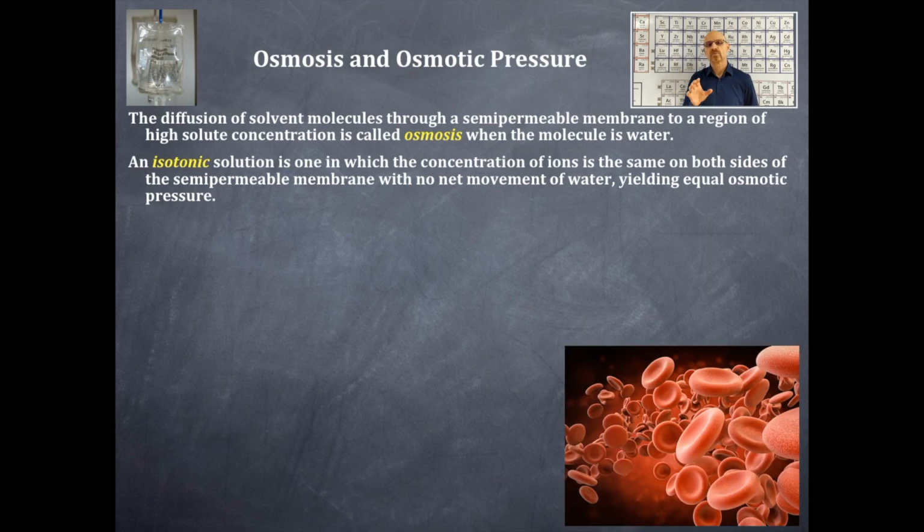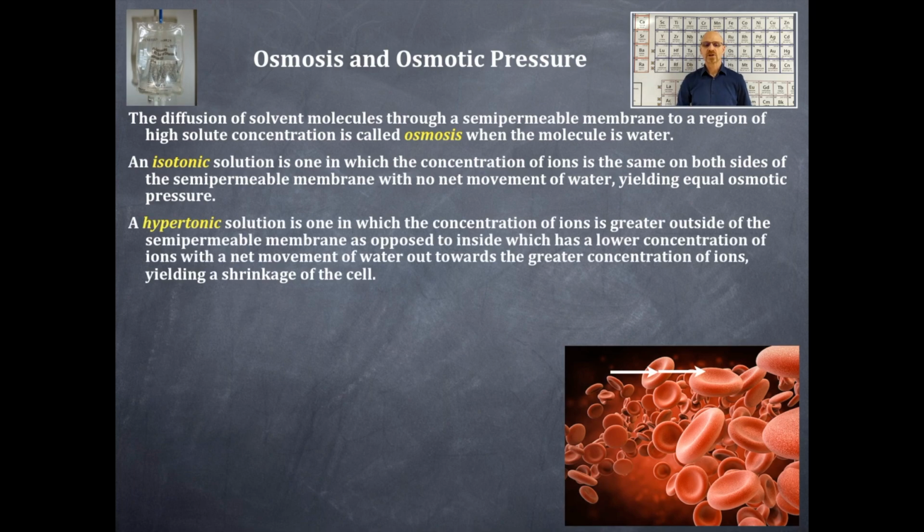So here's some red blood cells in this picture. I'm going to show an isotonic solution. That is movement of water into the cell, movement of water out of the cell. Notice the arrows are of the same length and magnitude.